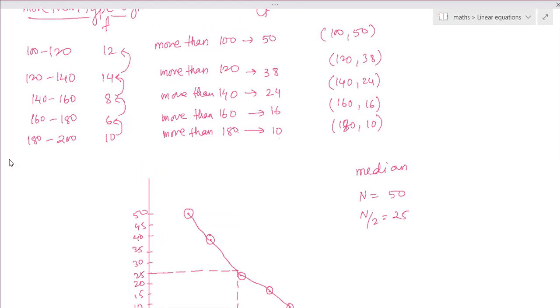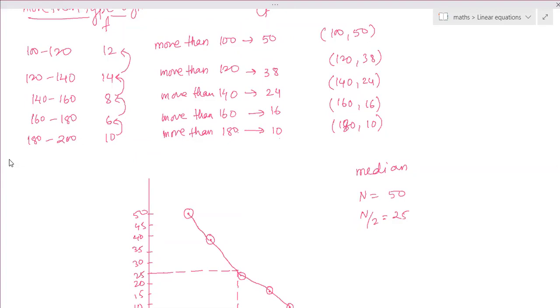More than 160 means 160 to 180 and also 180 to 200. So in more than 160, you have to include both the frequencies, therefore we have added them. Then more than 140 means including all three frequencies, so you have added those three. So only when they ask to find the more than value, then you do it from bottom to top. Oh, okay.